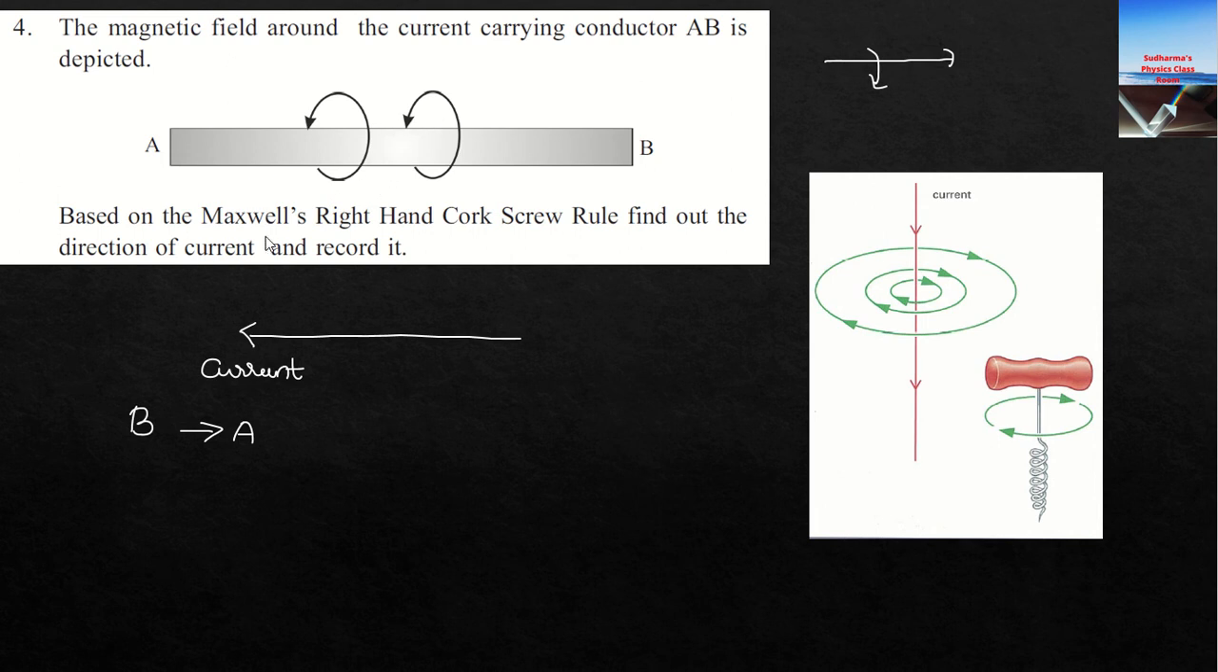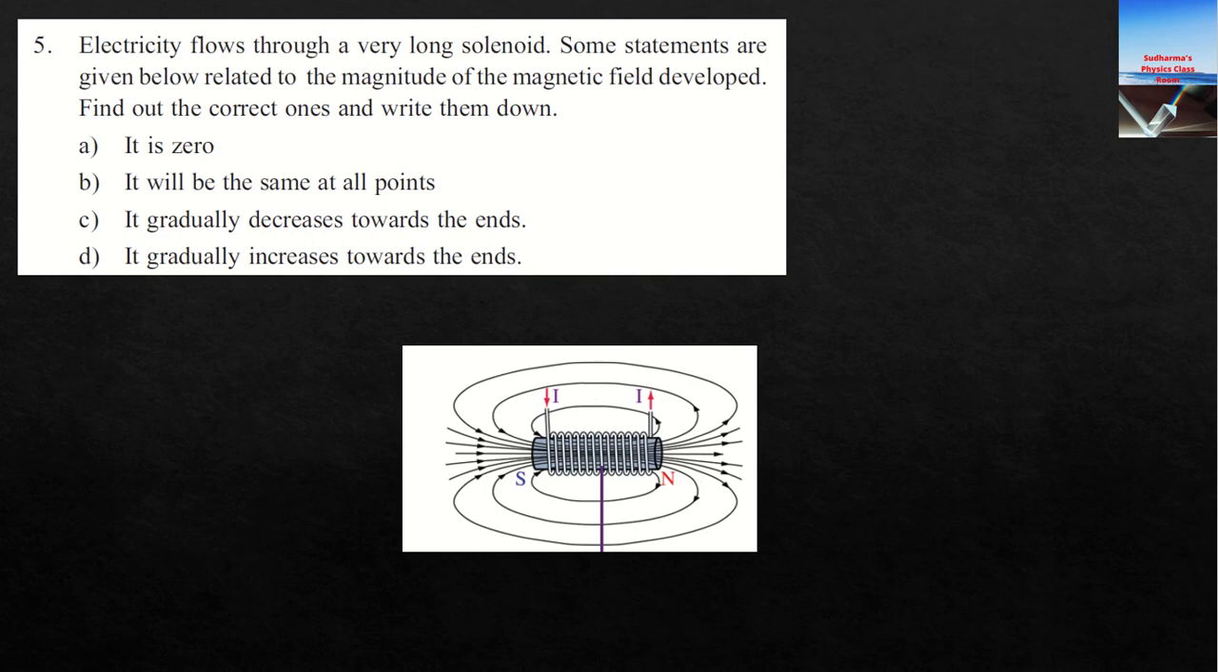We can check the answer based on right hand thumb rule now. If you keep your thumb towards the direction of current B to A, then the magnetic field will be into the plane. So current is definitely from B to A as per this diagram. Okay. So moving on to the fifth question.